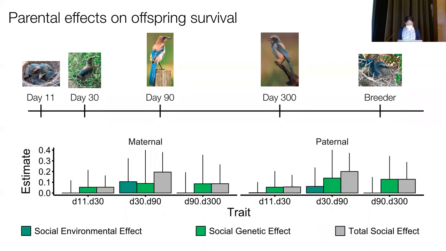If we zoom in to look at the social genetic and environmental effects, we actually detect significant maternal and paternal effects for survival of nestlings from day 30 to day 90. There isn't that much evidence of decreasing indirect genetic effects over life, since our highest estimates are for day 30 to day 90. Then I guess it decreases once they reach nutritional independence, which makes sense.